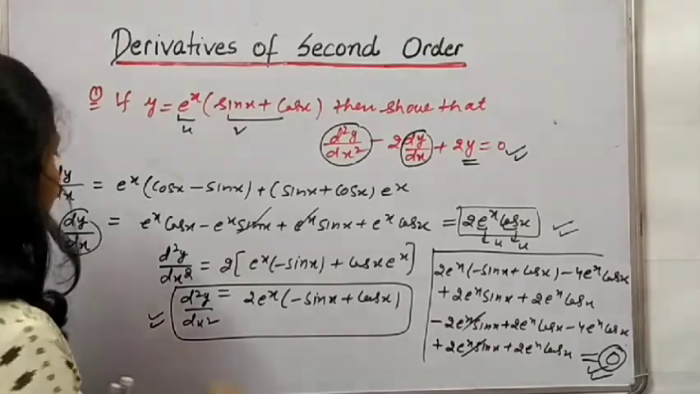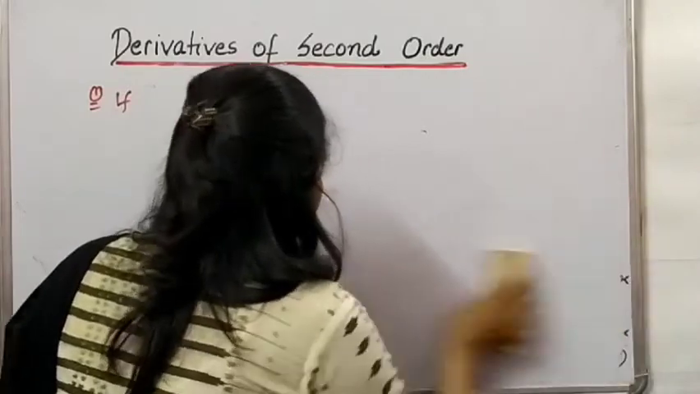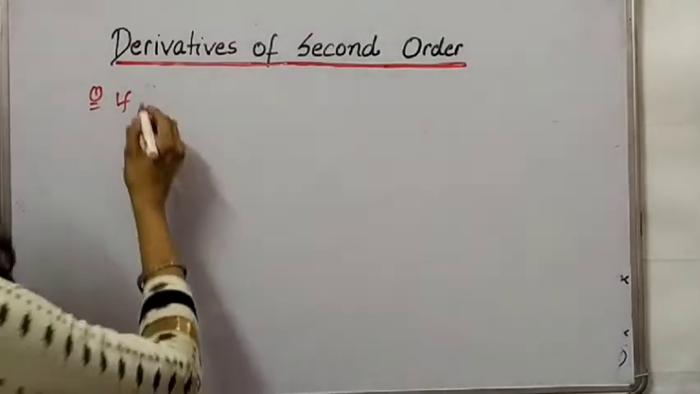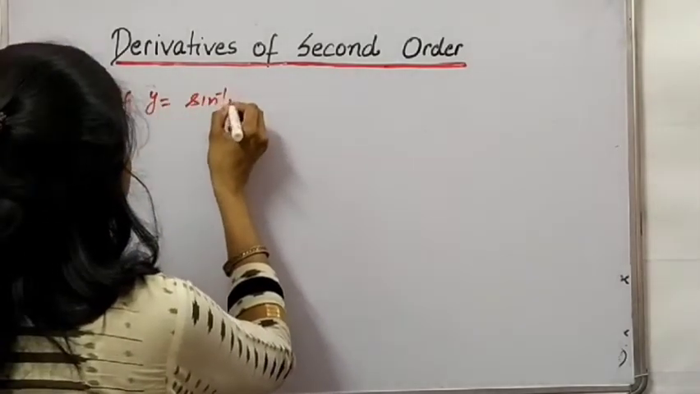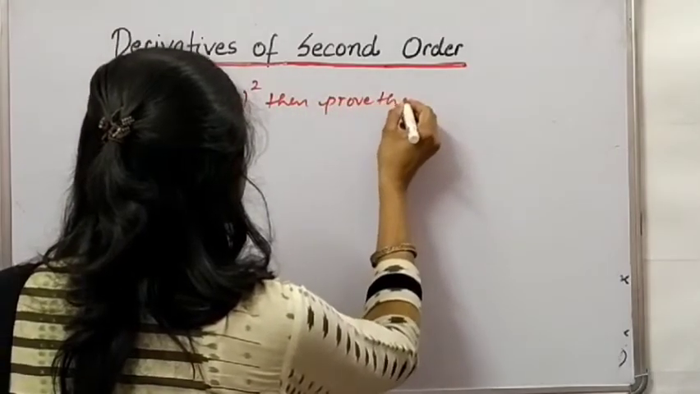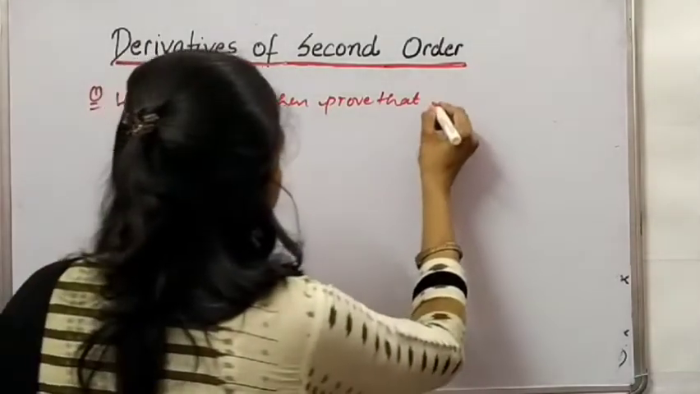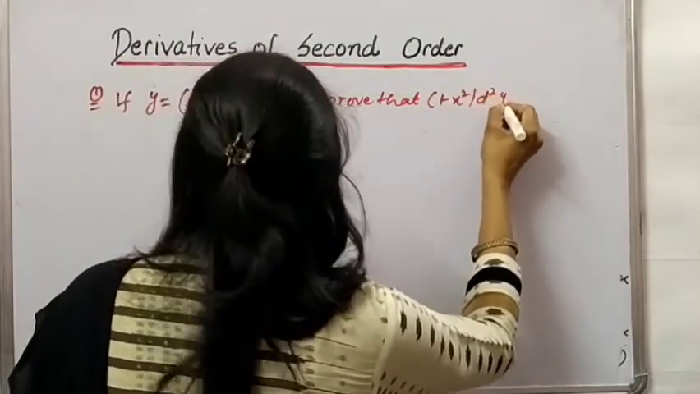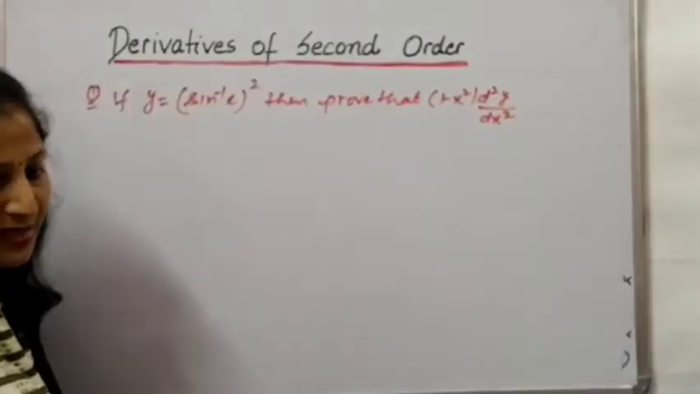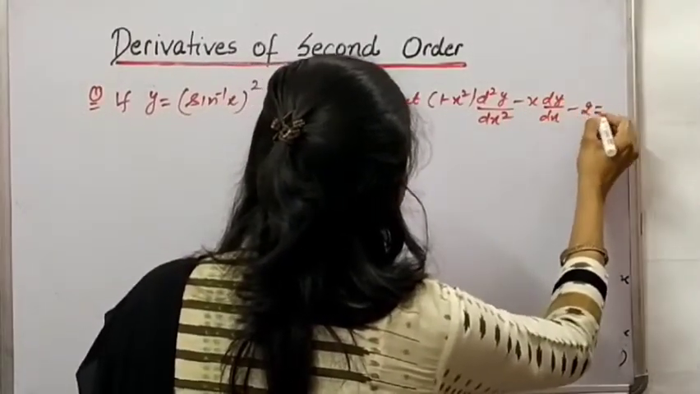Okay, now let us come to our next question. It is given: if y is equal to sine inverse x whole square, then prove that 1 minus x square into d2y upon dx square minus x dy by dx minus 2 is equal to 0.